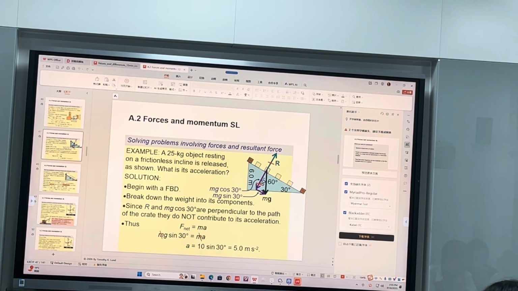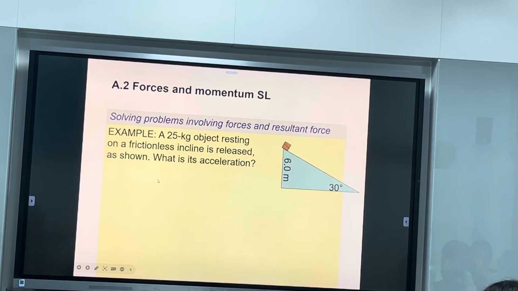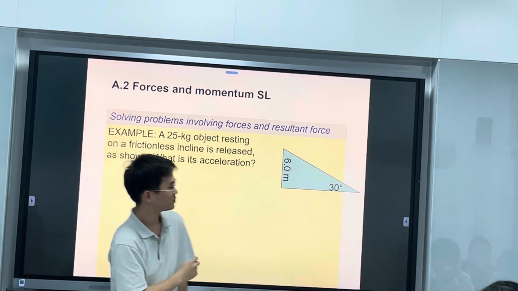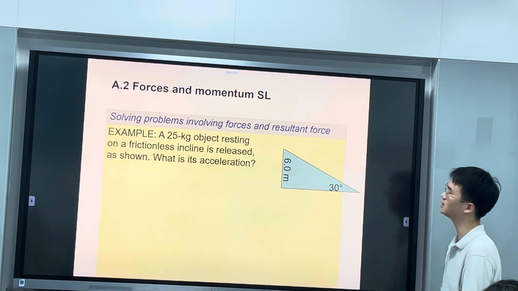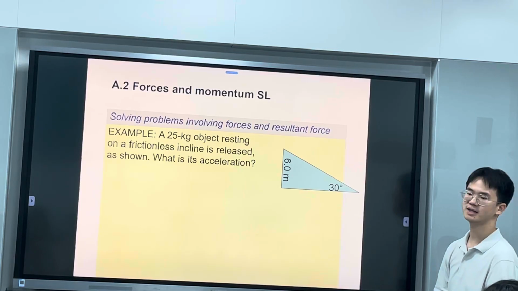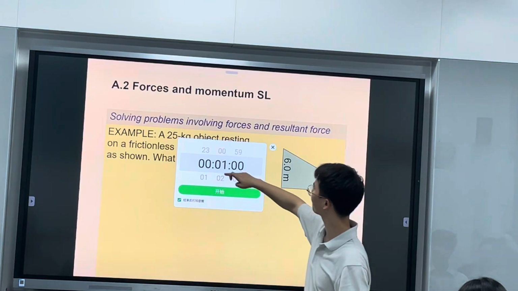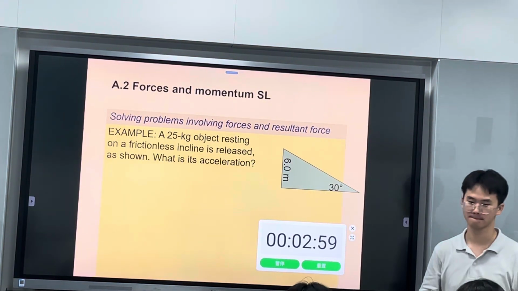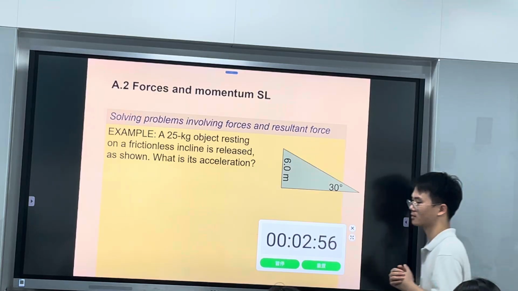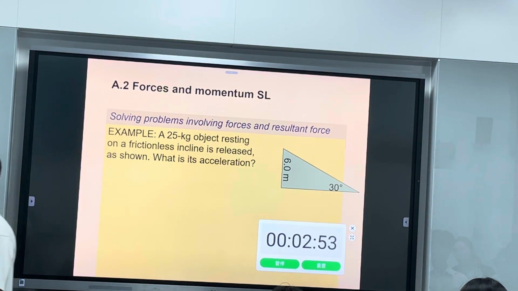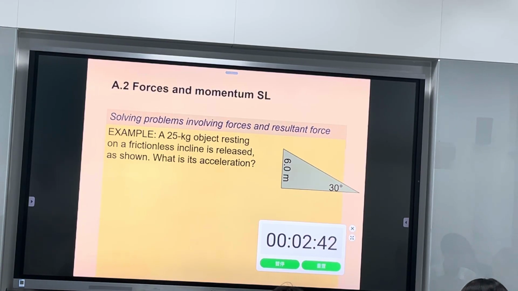Let's do this one. A 25 kg object resting on a frictionless incline is released as shown. What is its acceleration? 3 minutes. You can discuss with your peers. Whenever you are calculating acceleration, you need to think about the forces, right? So you need to do a free body diagram, a forces diagram, for this object on the incline.